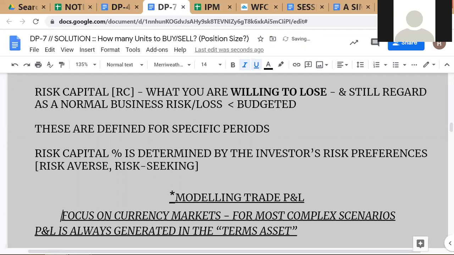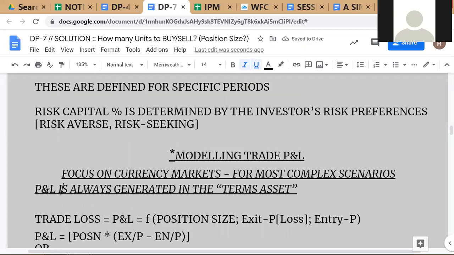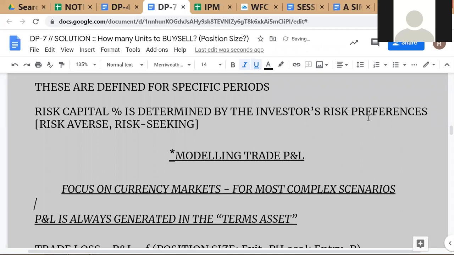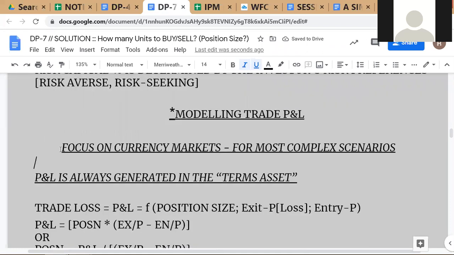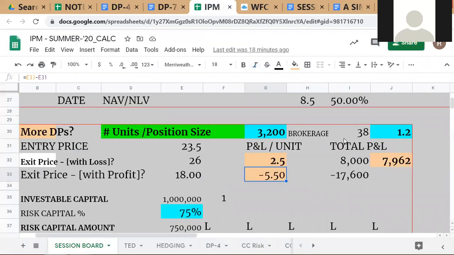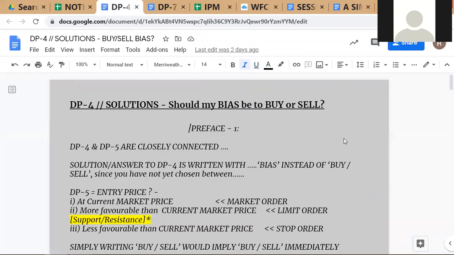Okay, so because the currency markets give us the most complex scenarios, we are going to focus on the currency markets first. That's what we are doing, and then we can apply those principles for every kind of situation. So in currencies, make sure that we understand something, which is base asset and terms asset. Let's go back to this note.